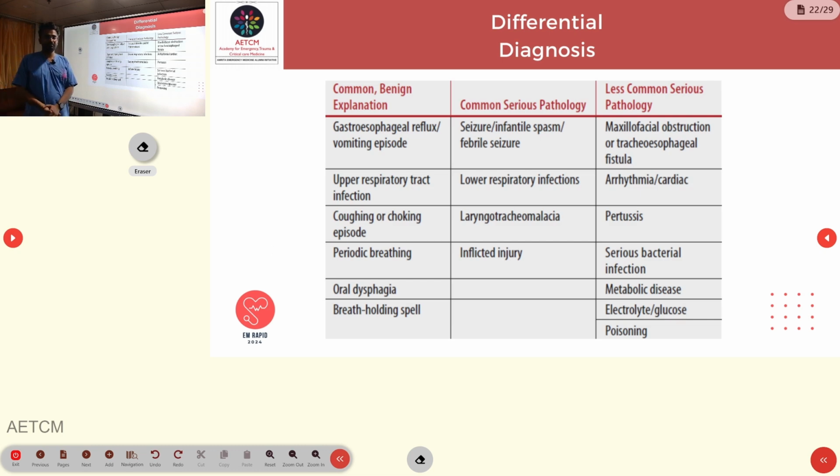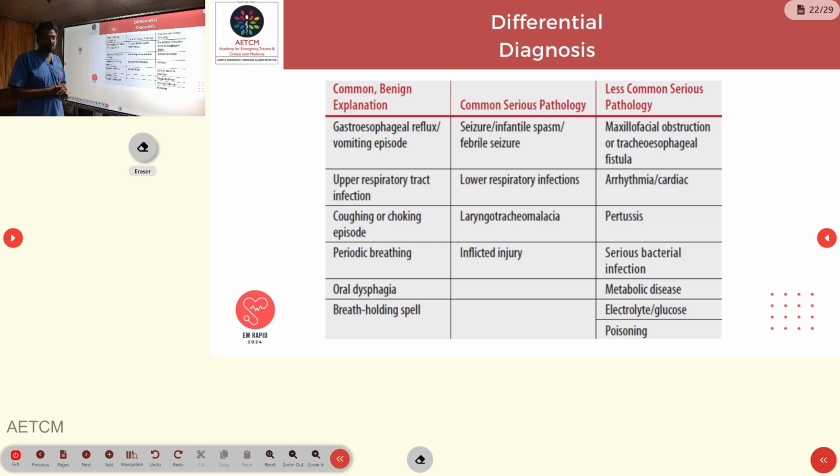So for the BRUE, we have multiple differential diagnoses. Some can be common causes for the BRUE, while others are less common but more serious pathologies. The most common benign explanations include gastroesophageal reflux disease, vomiting episodes, upper respiratory infections, pertussis, and coughing or choking episodes, periodic breathing, oral dysphagia or breath holding spells. These are the most common differential diagnoses for the event of BRUE. BRUE as such is not a diagnosis.